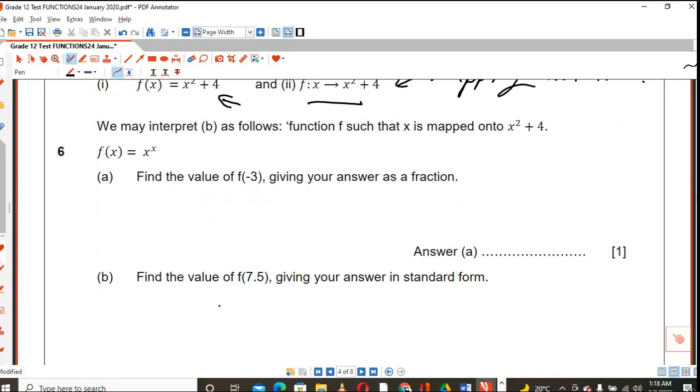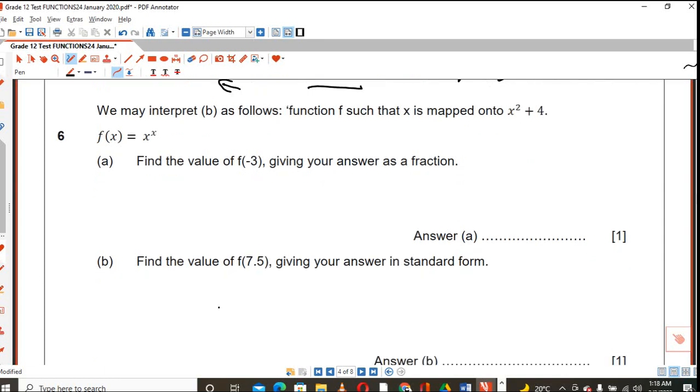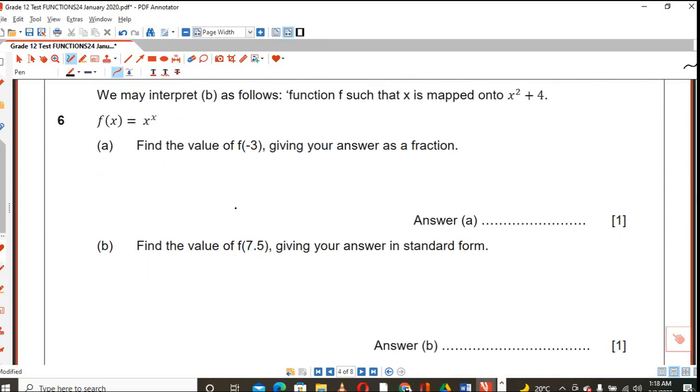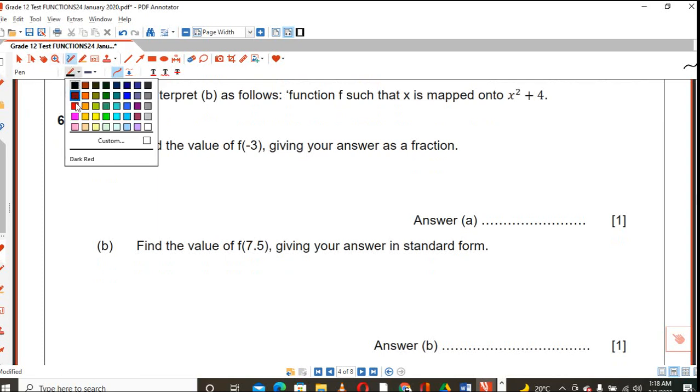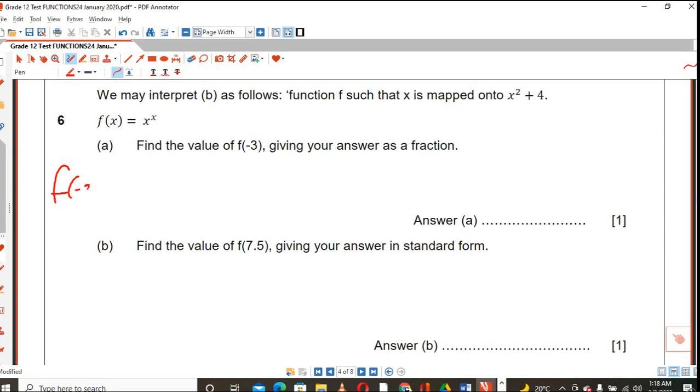Okay, so here we have a function f of x is equal to x to the power x. Find the value of f of negative 3. So again, just simply say, f of negative 3 means everywhere there is an x, that's negative 3, raised to negative 3.